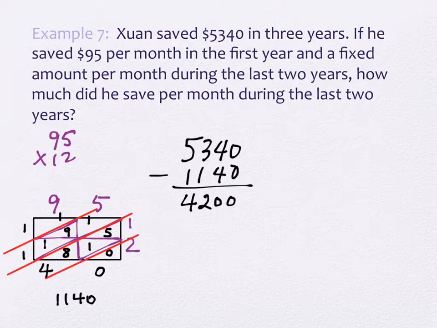4,200. Okay, so 4,200 represents what? How much money total he saved the next 2 years? Okay? And the question actually asks us, how much money did he save per month during the last 2 years? And divide it by 24, because there's 24 months in a 2-year time span. So what I really need to do is 4,200 divided by 24.